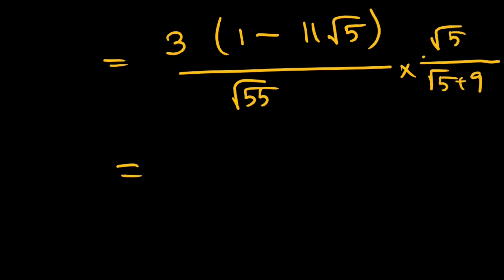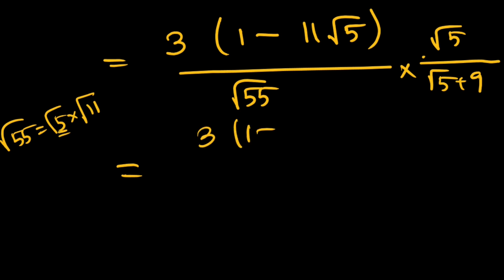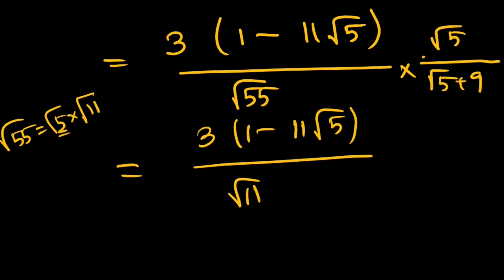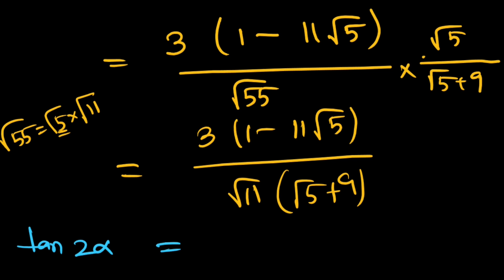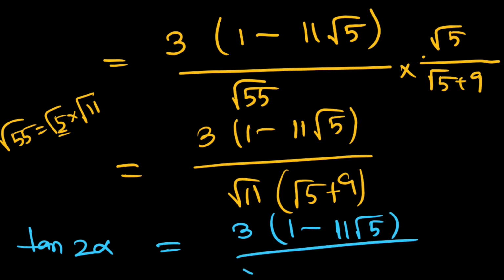Therefore we write root under 55 is equal to root under 5 multiplied by root under 11. So this root under 5 and this root under 5 are cancelled. So therefore 3 times (1 minus 11 root under 5, that is root under 11), and this root under 5 is cancelled, so only root under 5 plus 9 remains. Therefore we get tan 2 alpha is equal to 3 times (1 minus 11 root under 5) over root under 11 (root under 5 plus 9).